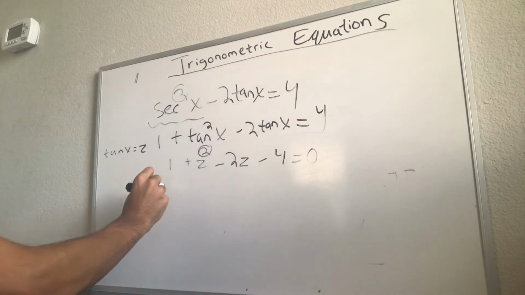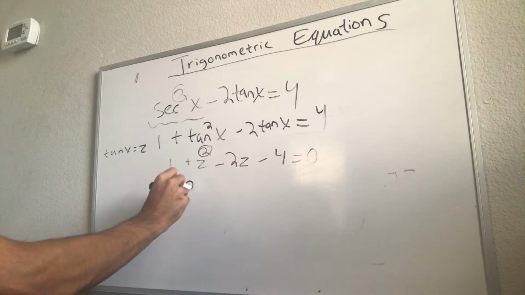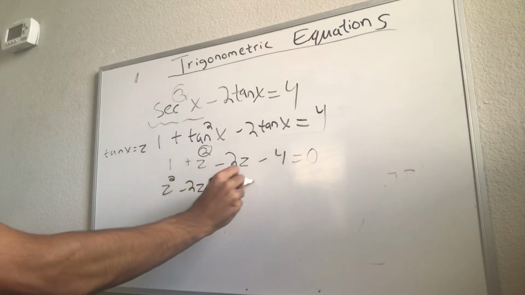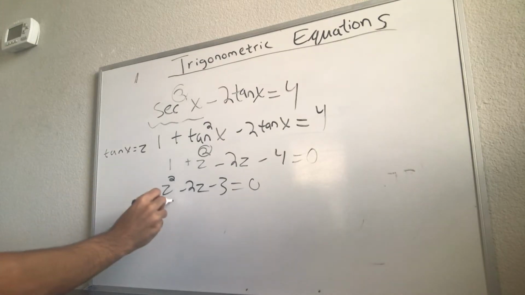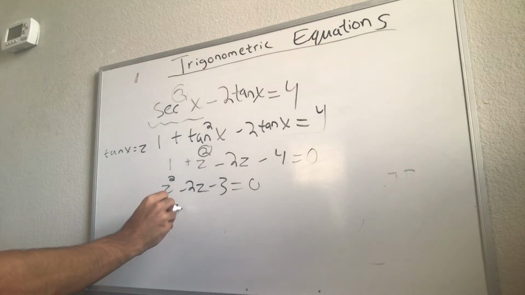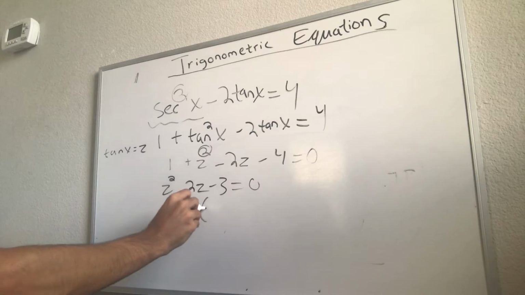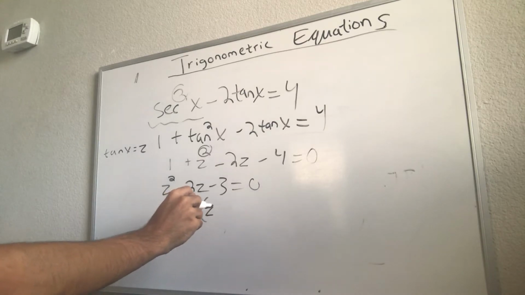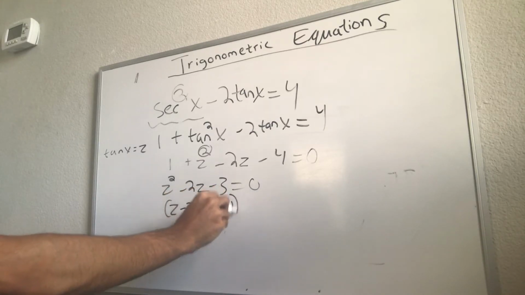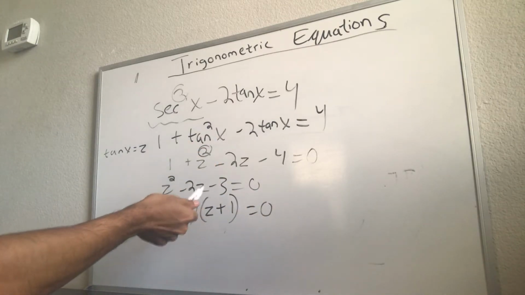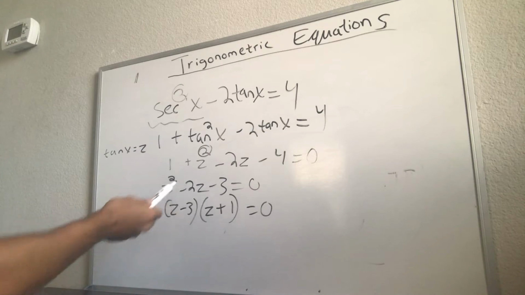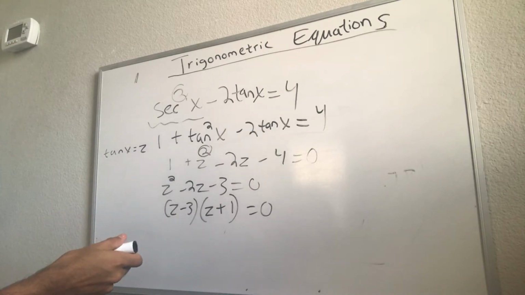And so obviously if we simplify this, we get z squared minus 2z minus 3 is equal to 0. Now when we factor, we see (z minus 3) times (z plus 1) is equal to 0, because negative 3 and 1 have a product of negative 3 and their sum is negative 2, so this is what satisfies it.